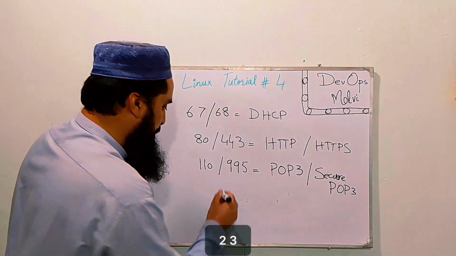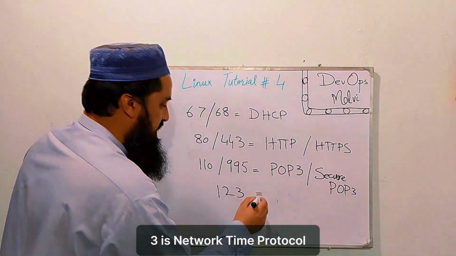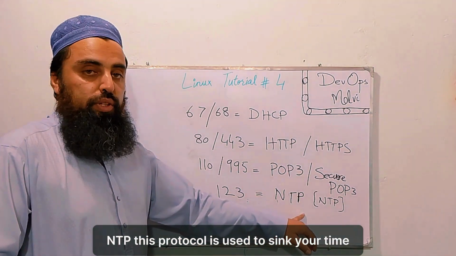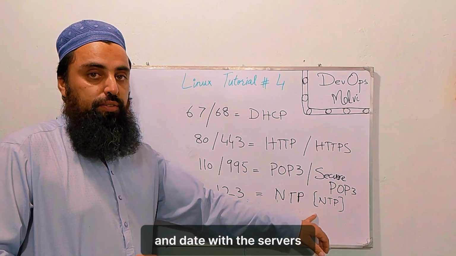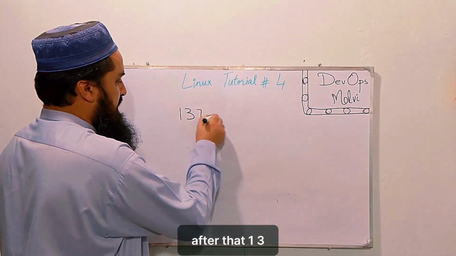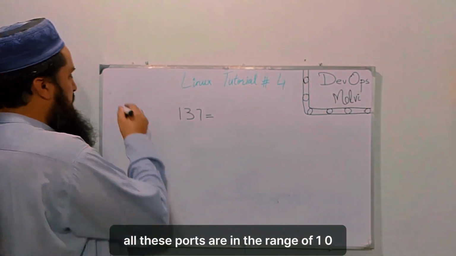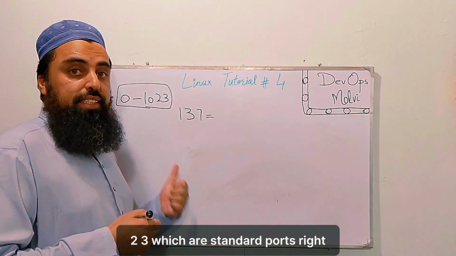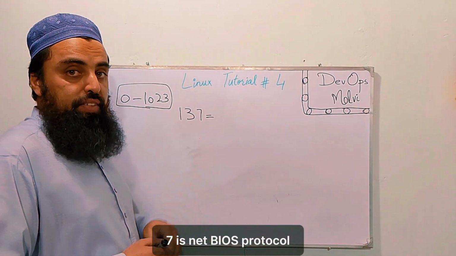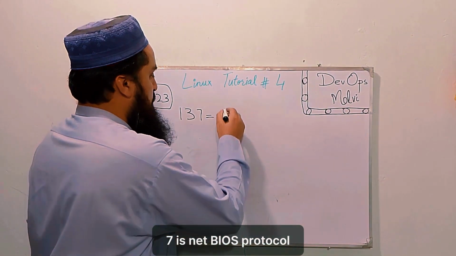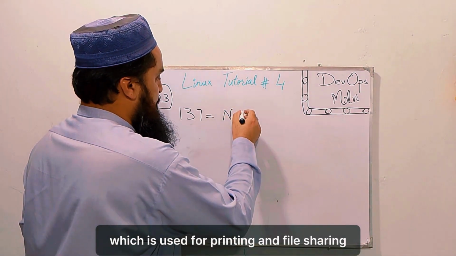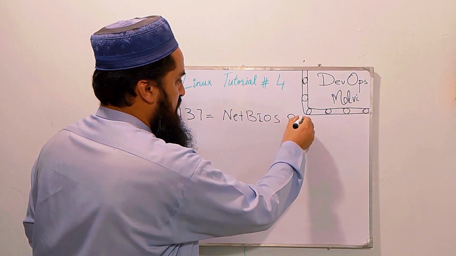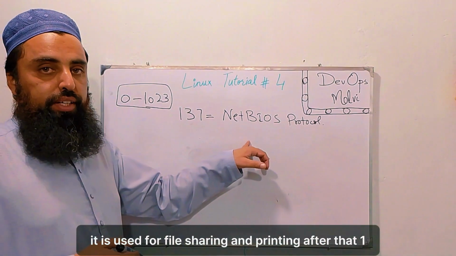And then 123. 123 is Network Time Protocol, NTP. This protocol is used to sync your time and date with the servers. After that, 137. You have noticed that all these ports are in the range of 1023, which are standard ports, right? So 137 is the NetBIOS protocol, which is used for file sharing and printing.